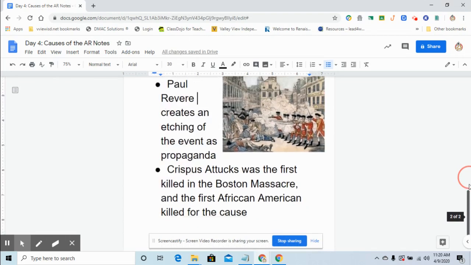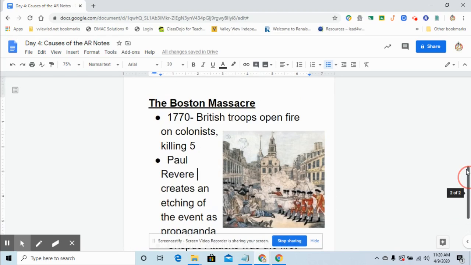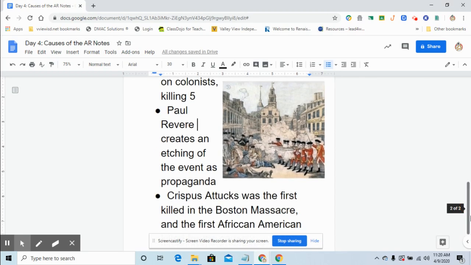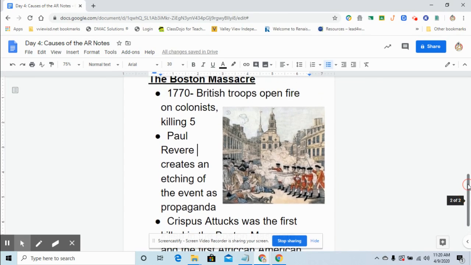Okay, so for the Boston Massacre, we learned that the British troops opened fire, killing five colonists. The first colonist to pass away was Crispus Attucks, who was also the first African American to die for the cause for freedom. And after this is all said and done, Paul Revere creates this etching. The whole point of this etching is so that it is sent out to multiple people, multiple cities, so that the colonists will jump on the bandwagon of wanting their freedom and understanding how harmful the British crown could be to them.